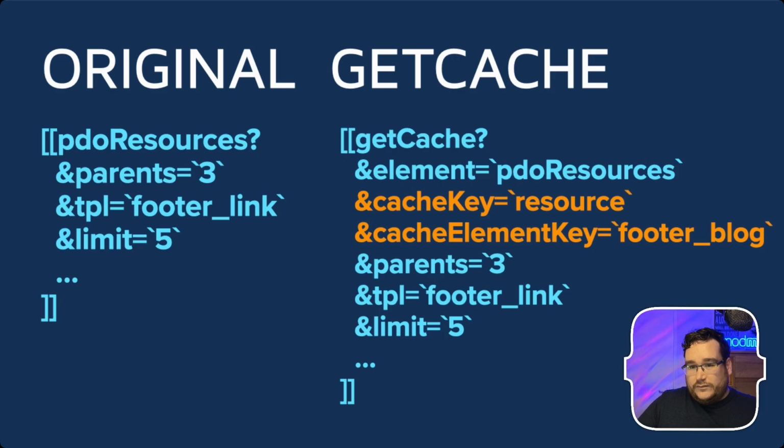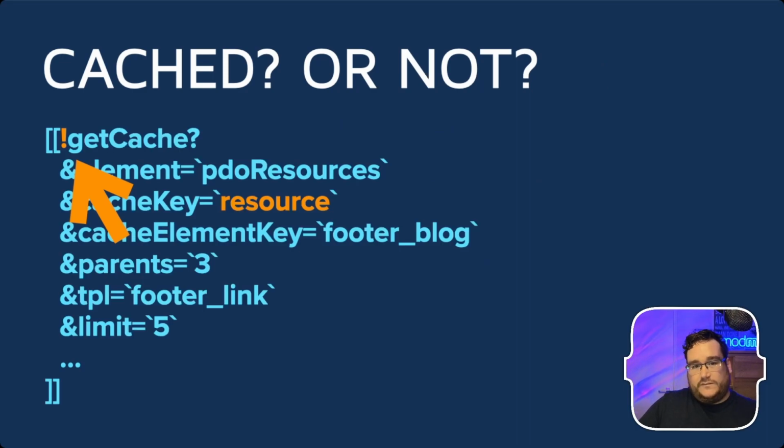Now, should the getCache snippet itself be called cached? For this use case, where we are writing a cache file into the resource cache, you should keep it cached, so no exclamation mark at the start of the snippet. This is because as soon as anything changes to a resource, the cache file will already be gone. It will be reprocessed. So there's no downside to having this cache.